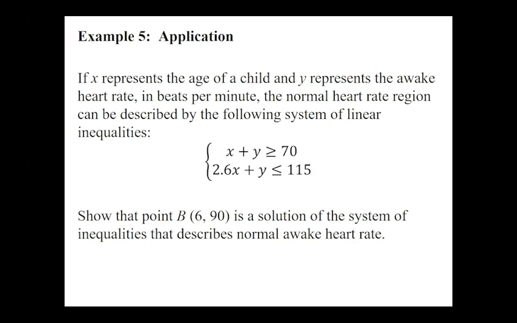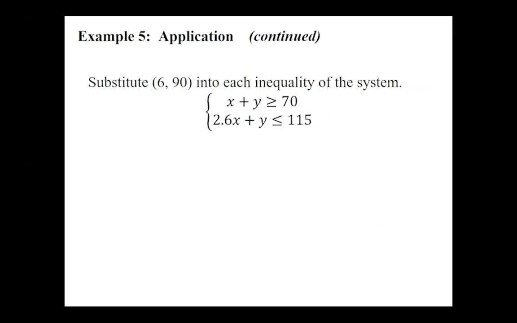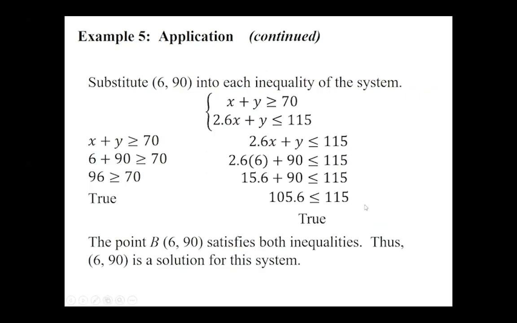And that 2.6x, 2.6 times 6 plus 90 is less than or equal to 115. Let me just pull out my calculator. 2.6 times 6 is 15.6 plus 90 is 105.6. That is less than or equal to 115. So it is a solution. Like I said, both of those are true. Thus, it is a solution for the system.